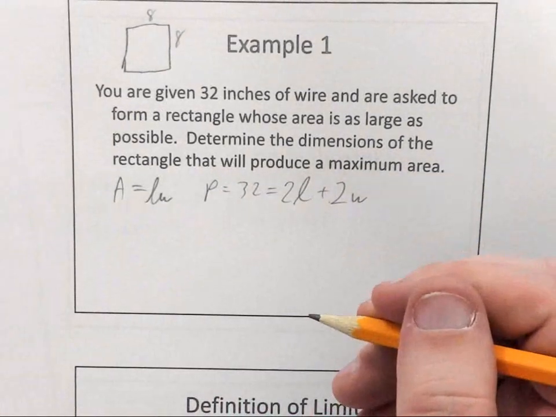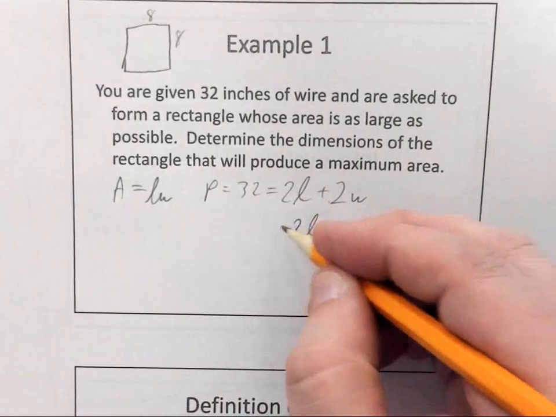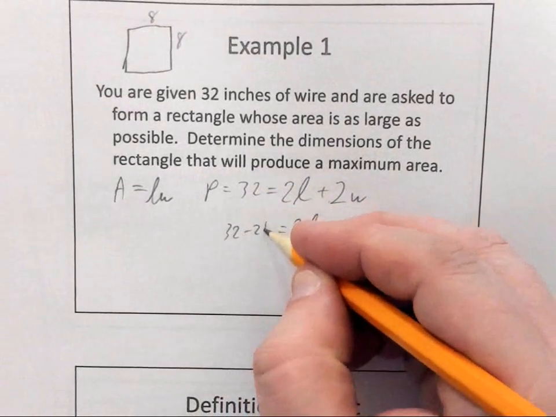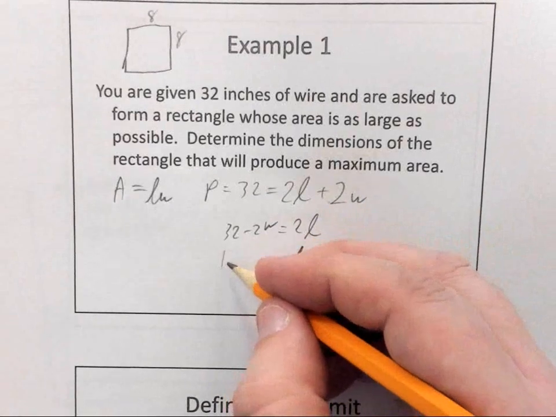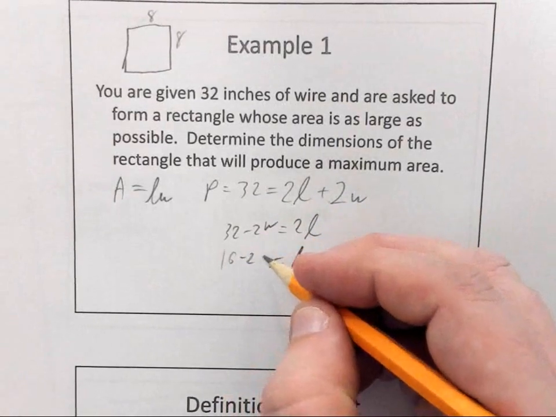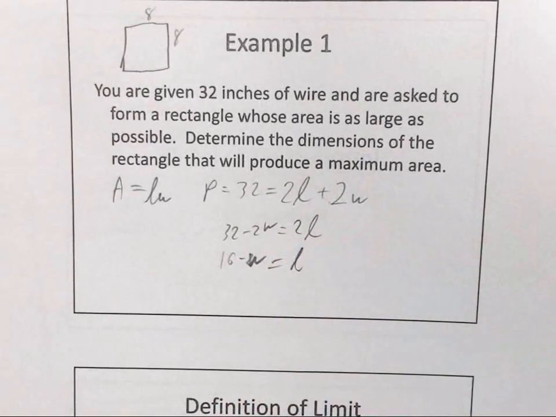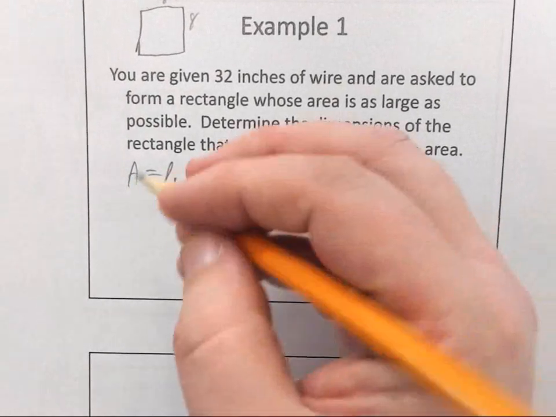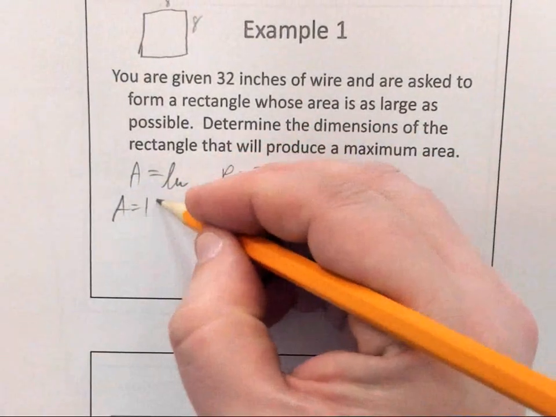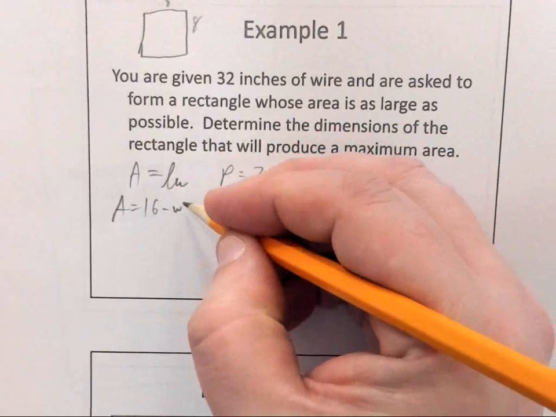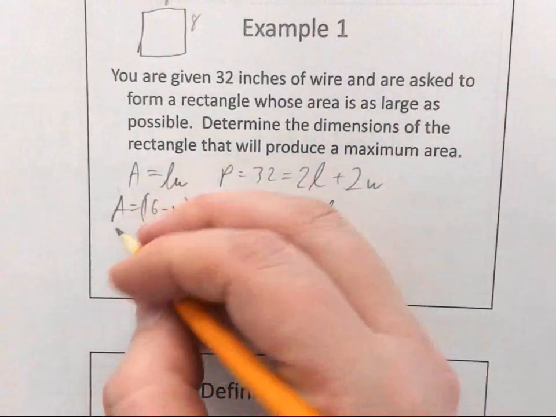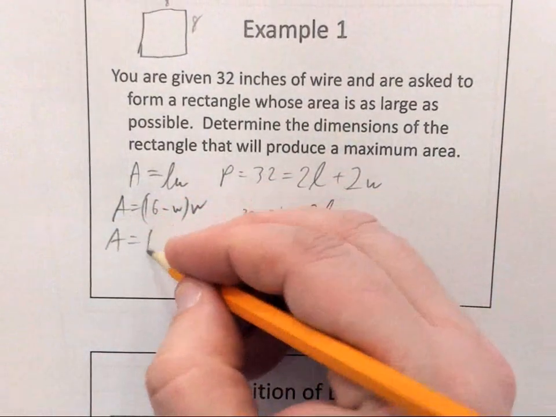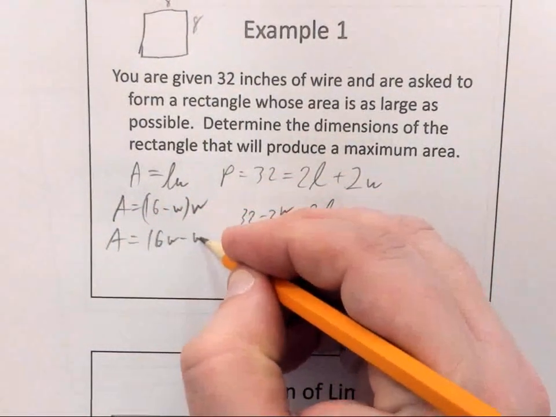What do you want to solve for, L or W? L. So if I solve for L, that gives me 2L is equal to 32 minus 2W. Divided by 2, you get 16 minus W, right? So that's going to be my L value. So I'm going to plug that in. So I have 16 minus W times W. If I distribute that, that's going to give me 16W minus W squared.